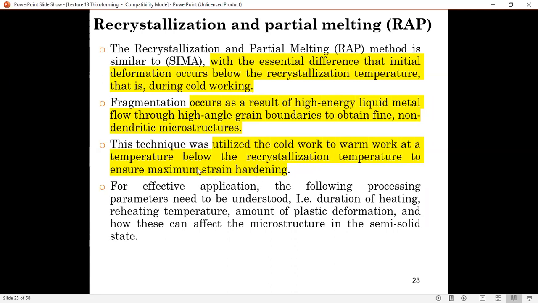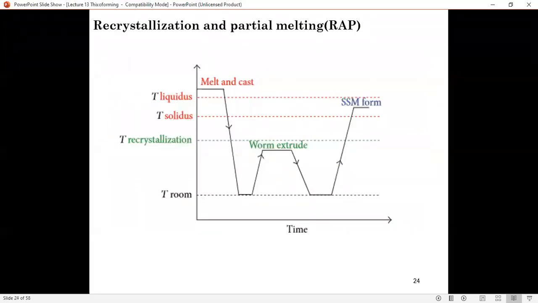When you do maximum strain hardening here, basically what you do is that you break down all this dendritic structure into a spherical structure. Of course, for effective application, you need to control the parameters. What parameters? Duration of the heating, heating temperature, amount of plastic deformation, and so on and so forth. Any questions?